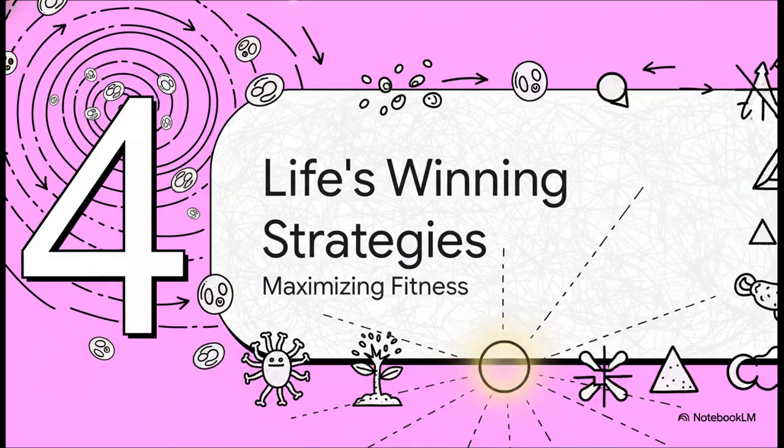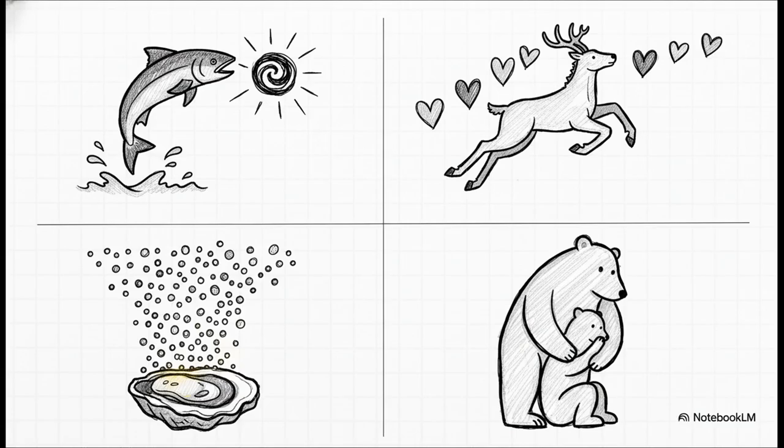Now, here's where it gets really cool. Faced with all these limits and pressures, life doesn't just have one game plan. Evolution has cooked up this incredible menu of different reproductive strategies, but they're all aiming for the same thing: maximizing success. And you can see some of those different strategies right here.